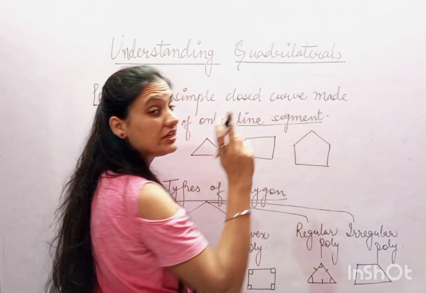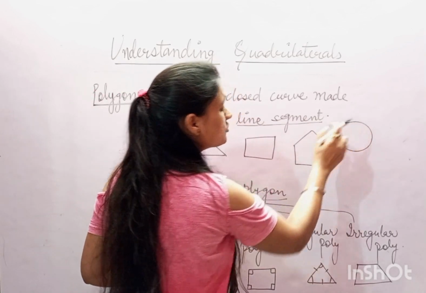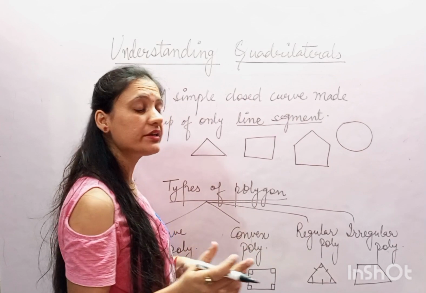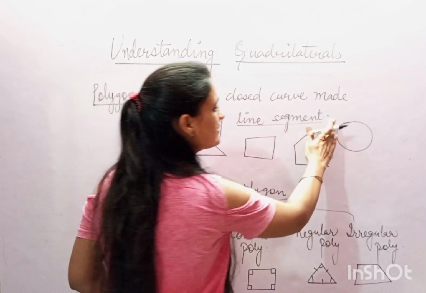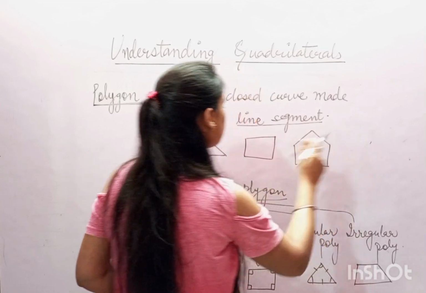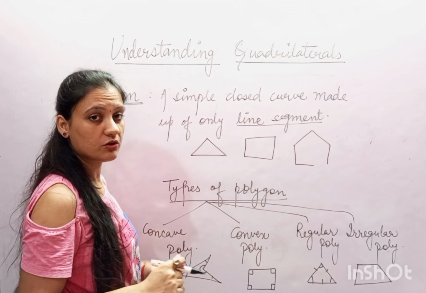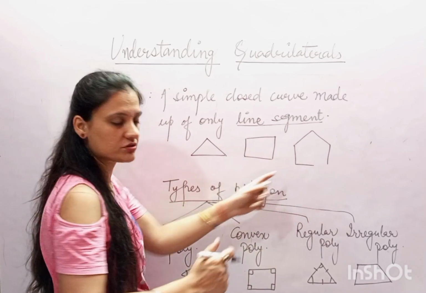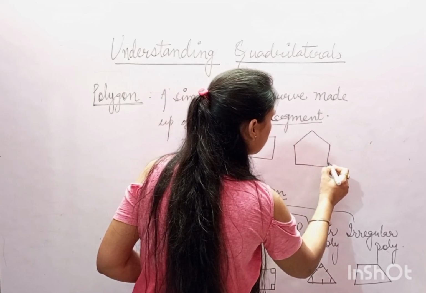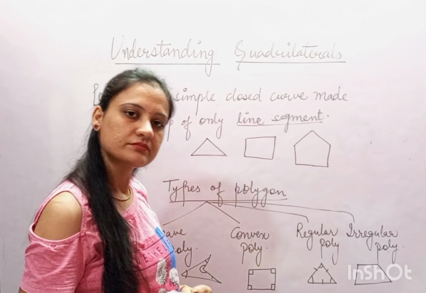It is made up of line segments, because you can say this is also a closed curve, but it is not a polygon. Why is it not a polygon? Because a polygon should be made up of line segments. It's a simple closed curve, right? So if I do it like this, it's not a polygon. Although it is made up of line segments, the condition is it's not closed, right? So two points are important. It should be closed and made up of line segments, right?